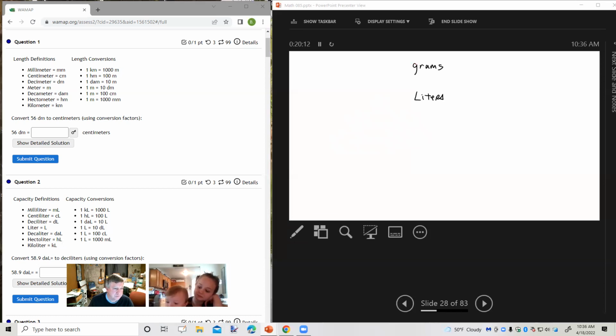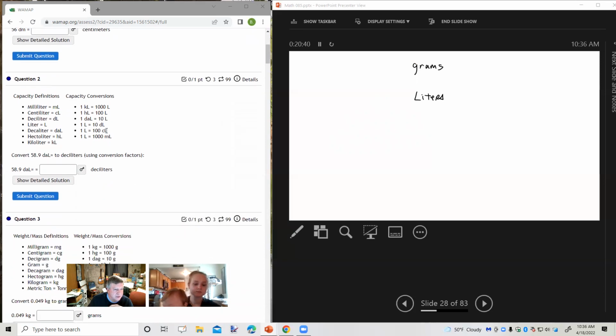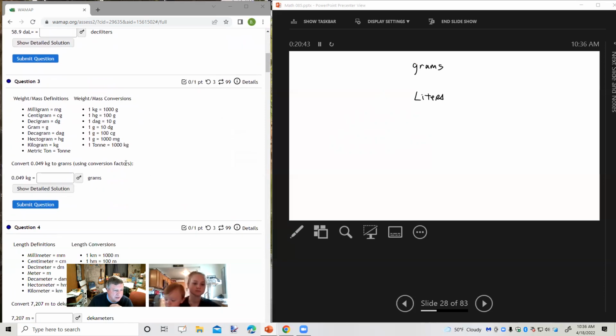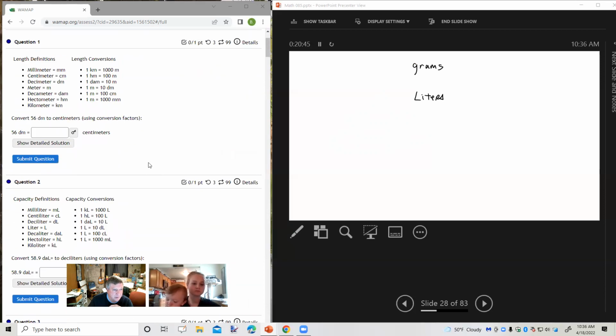All right, now looking over on the left side under question 1, it has length definitions. It has the abbreviations for everything there, and then it has conversions. Notice that everything is written in terms of meters: kilometers to meters, hectometers to meters, decameters to meters, meters to decimeters, meters to centimeters, meters to millimeters. Down here where we've got liters, same thing, everything is compared to liters, and then grams, everything is compared to grams.